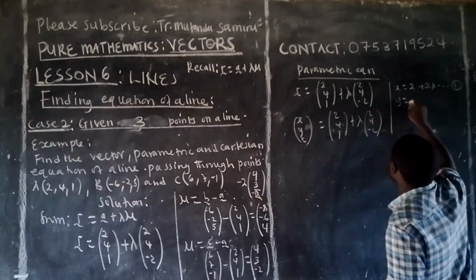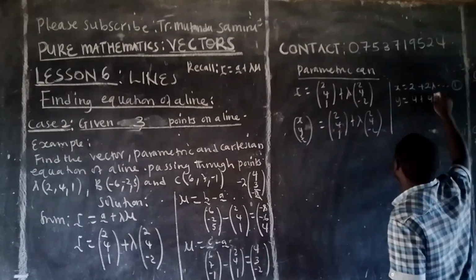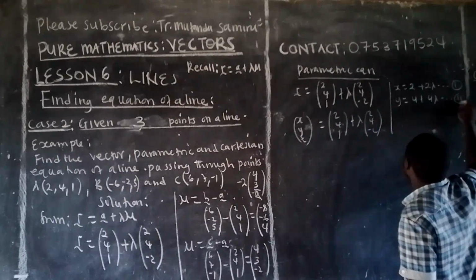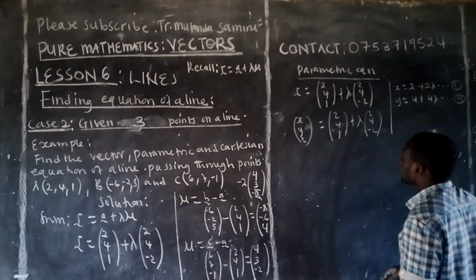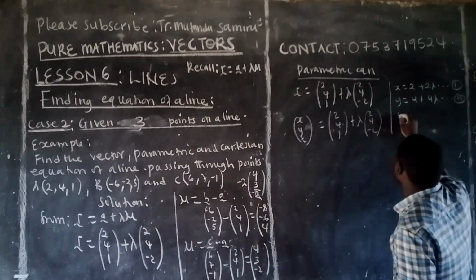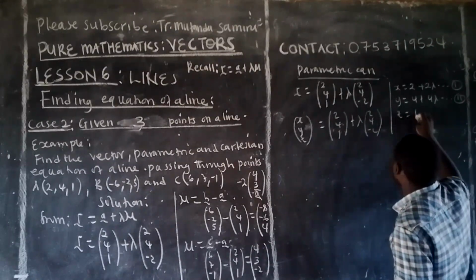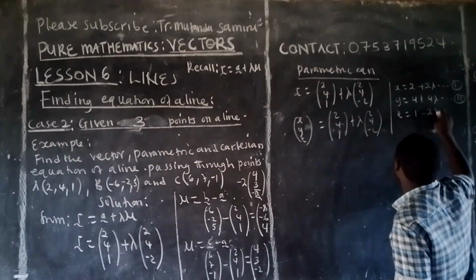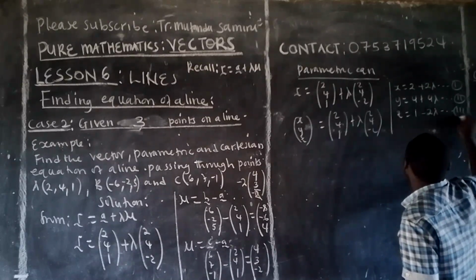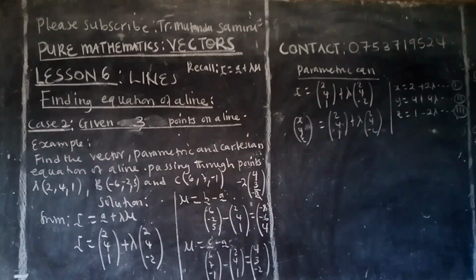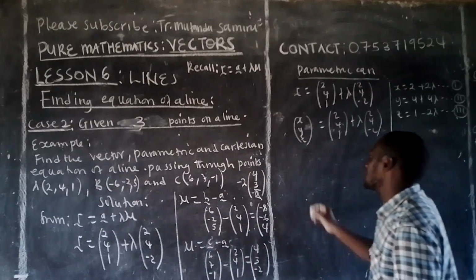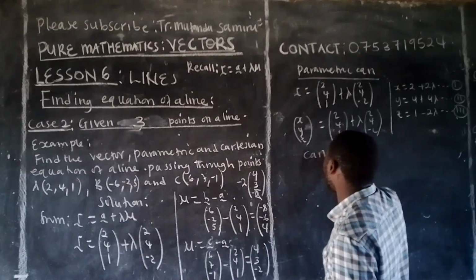Y is equal to 4 plus 4 lambda. That is your equation number 2. Z is equal to 1 minus 2 lambda. That is your equation number 3. And now those are the parametric equations. Okay, let's go to the Cartesian.